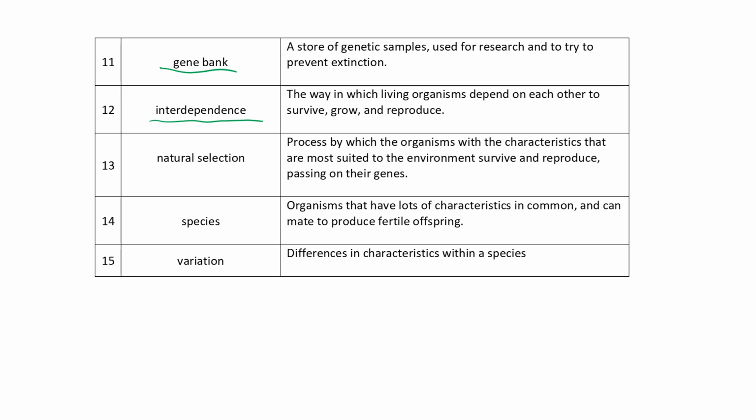The process by which organisms with the characteristics that are most suited to the environment survive: natural selection. Grey squirrel, red squirrel. Grey squirrel survives better because it's better at hunting, it's bigger and it's stronger than the red squirrel. Organisms that have lots of characteristics in common and can mate to produce fertile offspring are an individual species. Difference in characteristics within a species is variation. So in humans it's how tall, the colour of the skin, things like that.